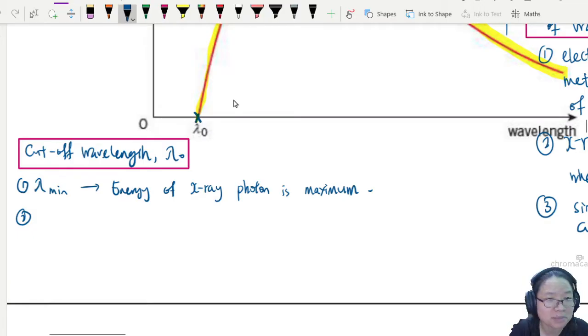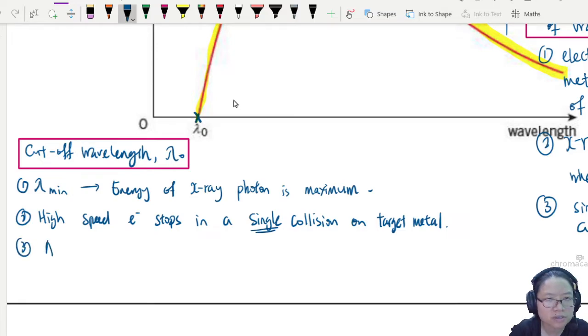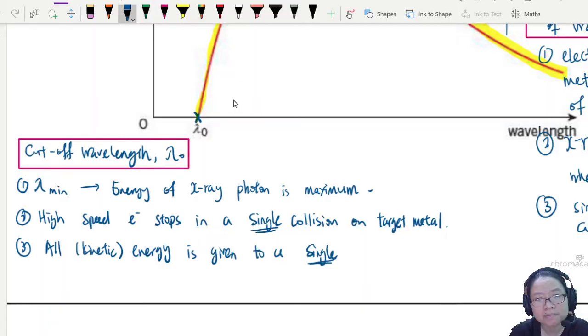So this one means that the high-speed electron loses or stops in a single collision on the target metal. And because of this, all the kinetic energy (in bracket, because you don't have to mention this) is given to a single X-ray photon.